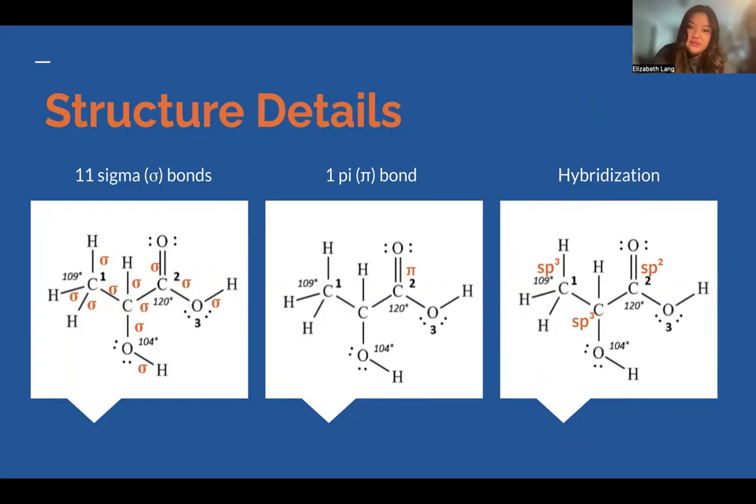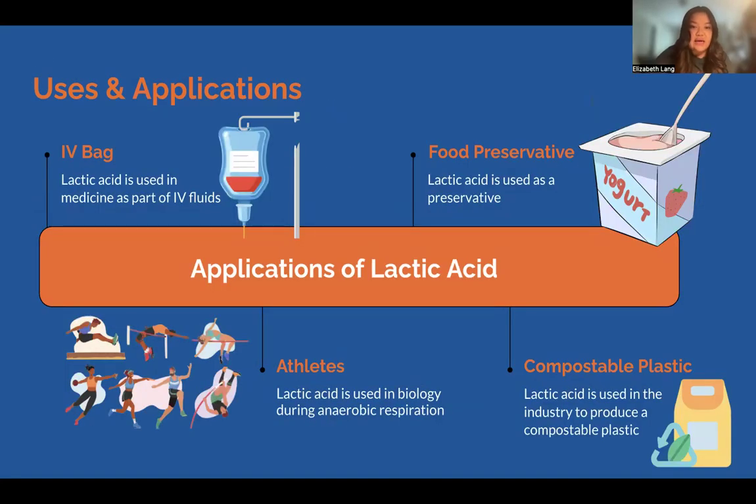Now, when we look at the structure details, carbon 1 and 2 are bonded to four different atoms or groups with no pi bonds, and that indicates an sp3 hybridization and a tetrahedral shape with 109.5 degrees. Carbon 3 is double bonded to oxygen and is single bonded to an OH group, indicating three sigma bonds and a pi bond, leaving it sp2 hybridized with bond angles of 120 degrees and a geometric shape of trigonal planar. Now, where exactly do we see lactic acid and its applications?